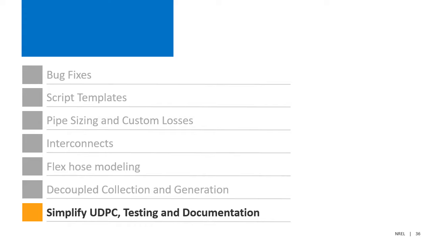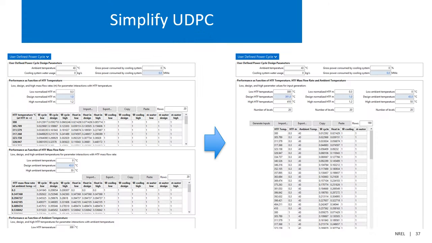Lastly, some remaining updates pertaining to the user-defined power cycle and testing and documentation. The power cycles in SAM can be customized, effectively using a model created in another piece of software. The other model is run at prescribed input conditions, including parametrics for the heat transfer fluid entering the power block, the temperature and flow rate of the HTF, and the temperature of the ambient air.